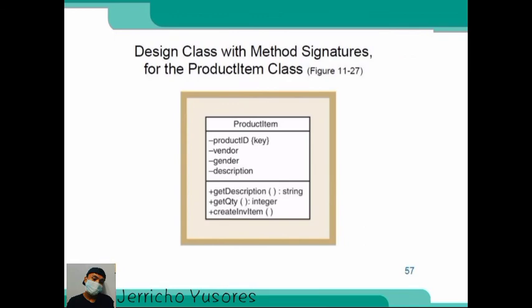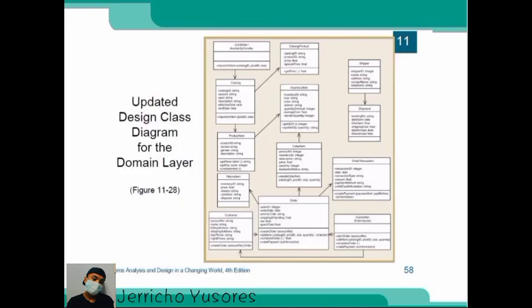Dito naman sa figure na to, design class with method signatures for the product item class. Dito sa table na to, yung table ng product item, meron siyang laman na product ID na naka-primary key, vendor, gender, and description. Tapos sa baba niya doon nakalagay yung mga data types. Sa description, naka-string siya. Tapos yung quantity, naka-integer. Dito si vendor dapat naka-character yan. Tapos yung product ID naka-string. Naka-integer. This figure naman pinapakita niya na yung updated design class diagram for the domain layer. Yung parang flow niya or process.